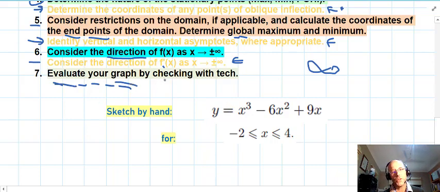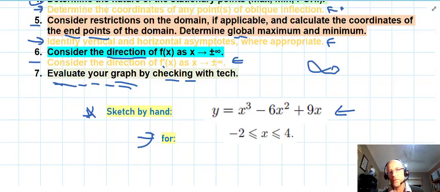Okay, it's a good way to check how good you are at this and give yourself some feedback and maybe a pat on the back. Let's do one now, and you can see that we have to sketch by hand this cubic here, y equals x cubed minus 6x squared plus 9x, for this restricted domain, negative 2 up to 4 inclusive.